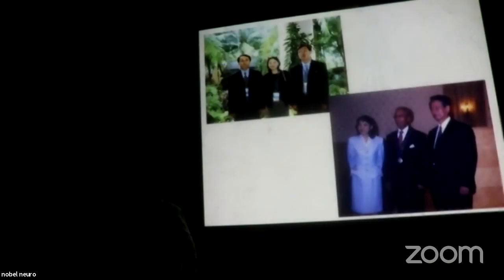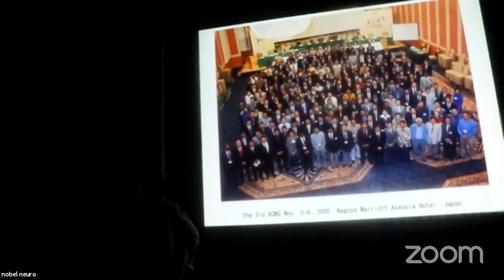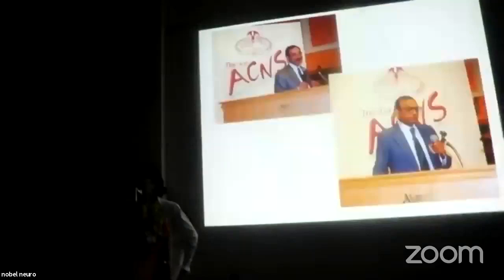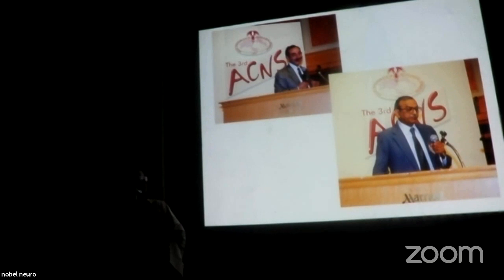These two doctors come from North Korea. This was in 2000. I was the president of the ACNS, and it was held in Nagoya. At that time there were many invited guests, and also a Professor from India. Many doctors gathered at that time.